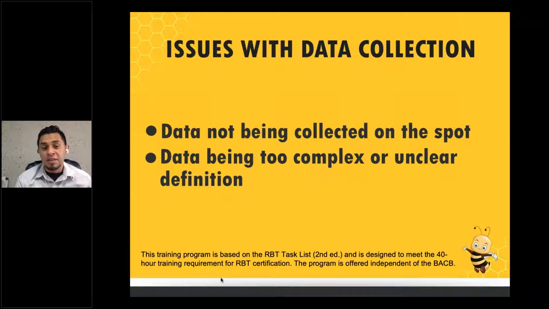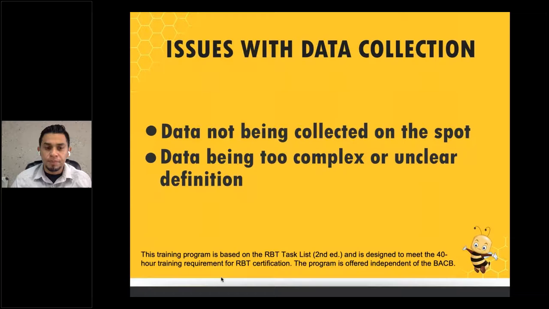Another one is that data may be too complex, or definitions may be unclear. When we talk about too complex, it means you may have too many data collection systems and methods at the same time. And it happens. It's really important for us to emphasize and focus on those data collection systems that are really going to allow us to capture the behaviors that we want to keep track of. The other one is unclear definitions. Sometimes we have definitions that are too long or too short. So it's really good to have a clear and concise definition. We talked about operational definitions in some of our other videos, but that's for sure one of the issues with regard to data collection.